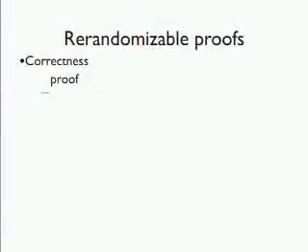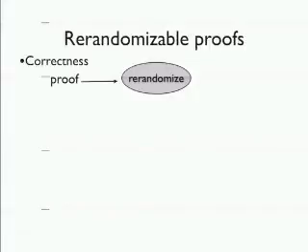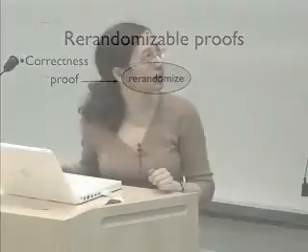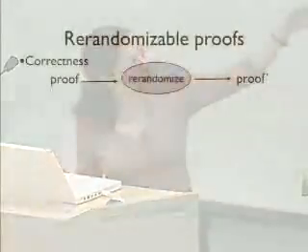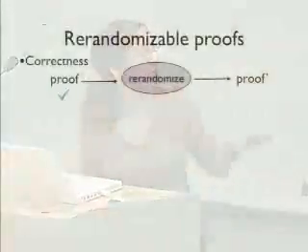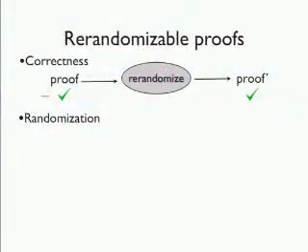But what we want is that if you have a valid proof of a statement, you can run it through some kind of re-randomize algorithm and produce another proof of the same statement. And what we want is that as long as the first proof verifies, the resulting proof will verify. And then we also want some kind of randomization property, which intuitively says that once you've done this re-randomization, it looks like a totally random proof for this particular statement.